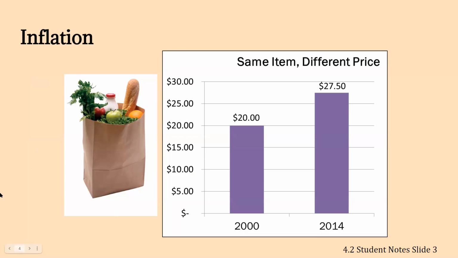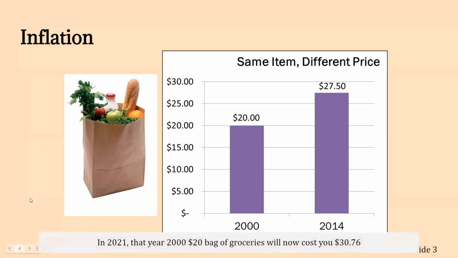Inflation is just this idea that things change in value over time and that you need more money to buy the same thing. For example, this bar graph is showing that you could buy this bag of groceries for $20 in the year 2000. In the year 2014, that same bag of groceries is going to cost $27.50, and that's because of inflation. And I also looked up that in the year 2021, so this year, that same $20 bag of groceries from the year 2000 would now cost you $30.76. That's just inflation, which basically is saying that over time, the value of a dollar decreases.